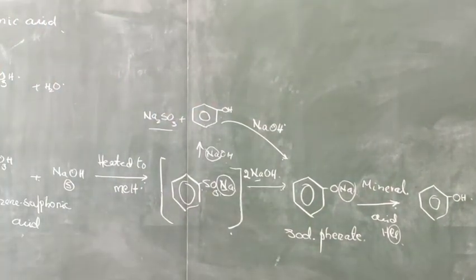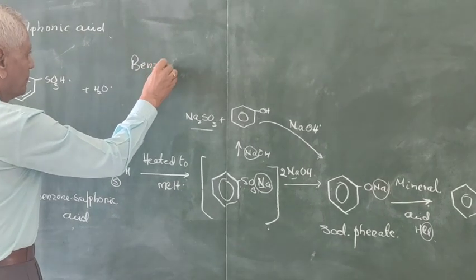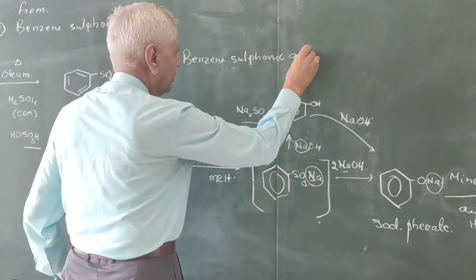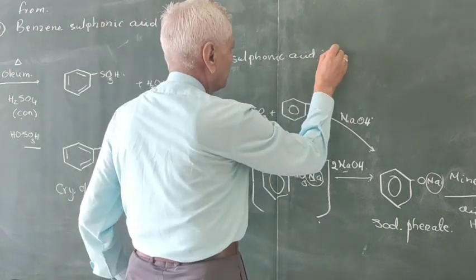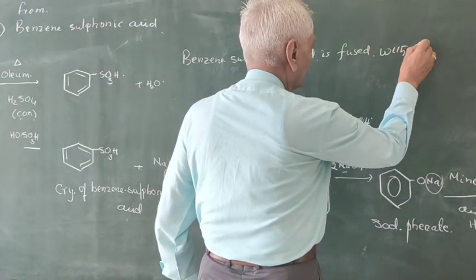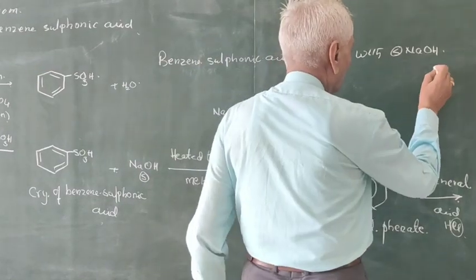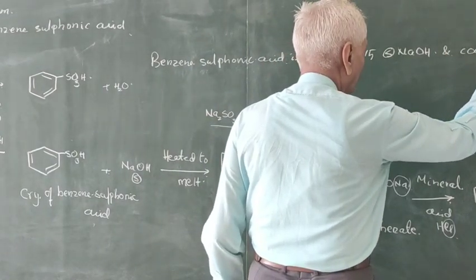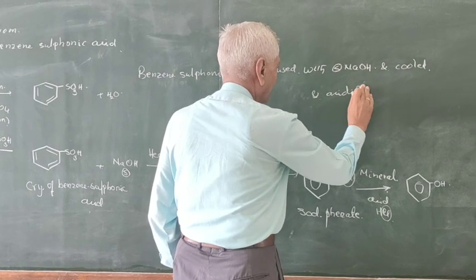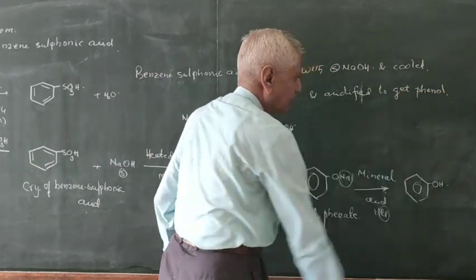So how to write this one? Benzene sulfonic acid is fused with solid sodium hydroxide and acidified to get phenol. That is how we can describe it.